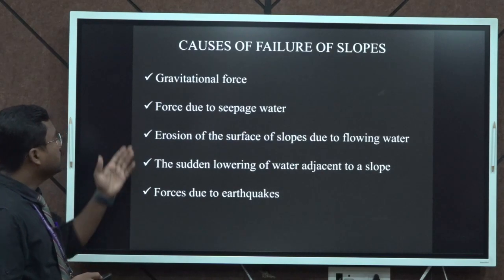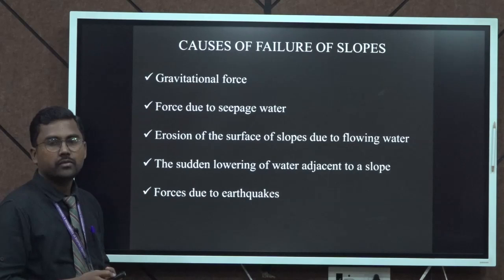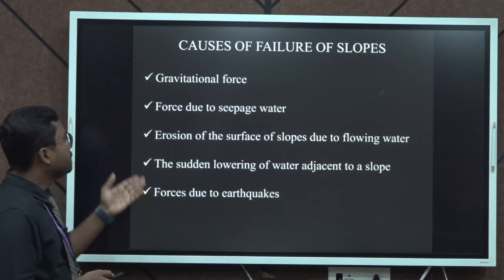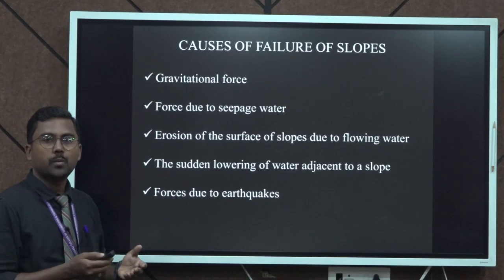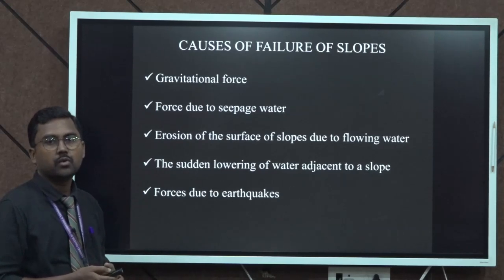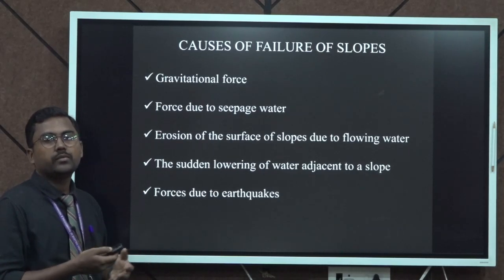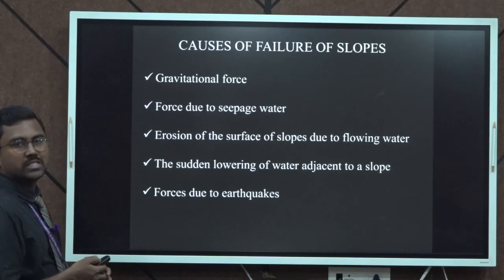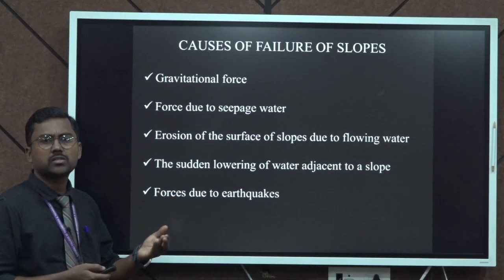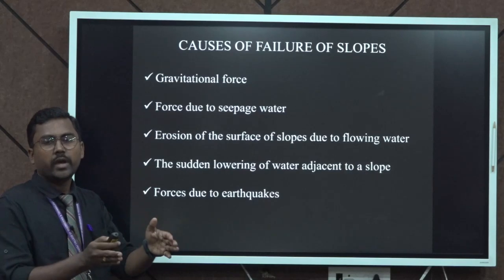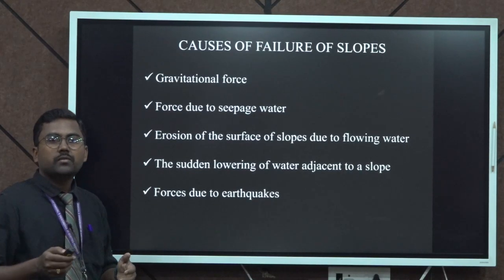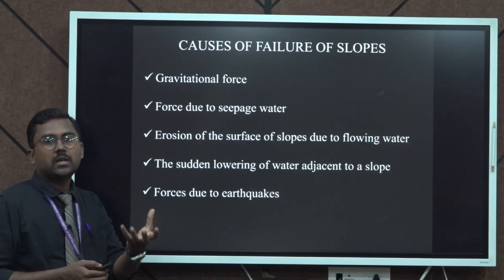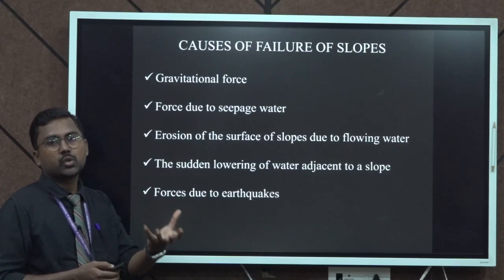Next are the causes for the failure of slope. Why do slopes fail? Earthen slopes fail because of the following reasons. First, generally due to gravitational force. The slope may fail due to natural gravitational force also. When the load carrying capacity of the slope is exceeded, it will fail. Then the force due to seepage of water. Seepage occurs when the earthen slope is adjacent to any catchment area or water-prone area, and the water penetrates inside the slope.